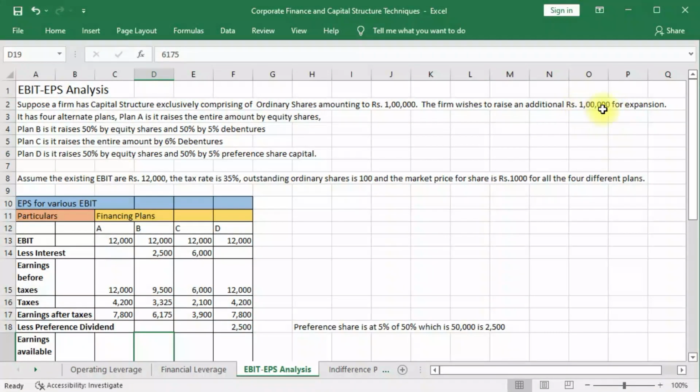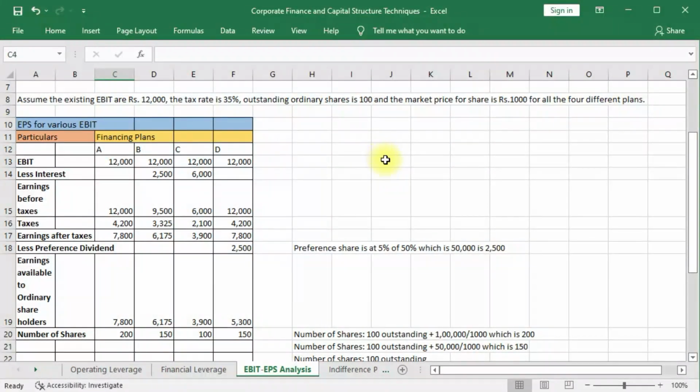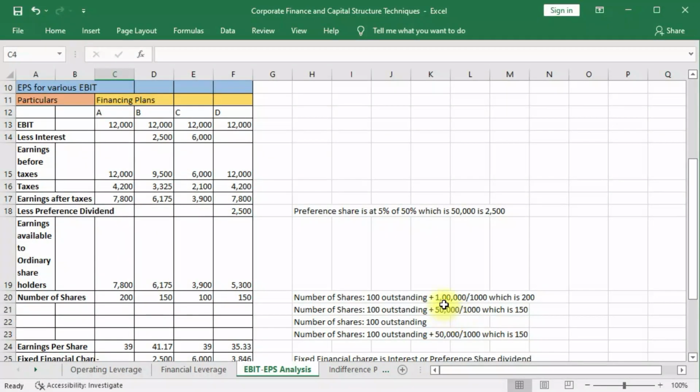1,00,000 is what we are raising for expansion, out of which 50% is by 5% debentures and 50% by equity shares. So out of the 100 outstanding shares that are already there, 50,000 is being raised through equity shares. Each share value is 1,000, which means there are 50 more shares which we are raising. So total shares would be 150.